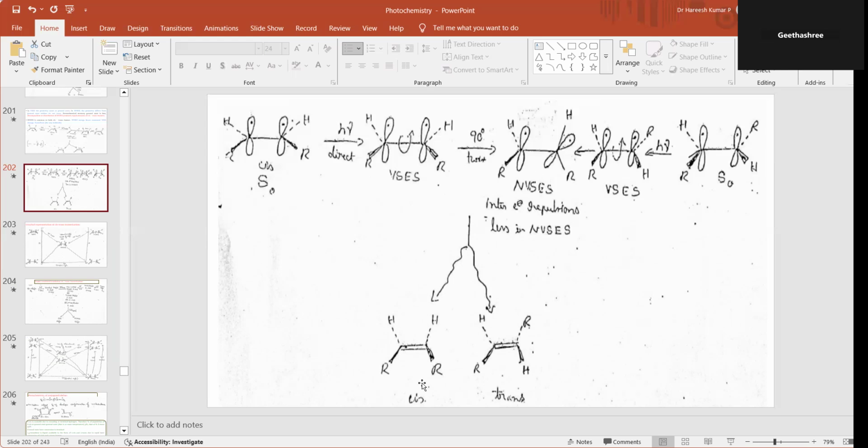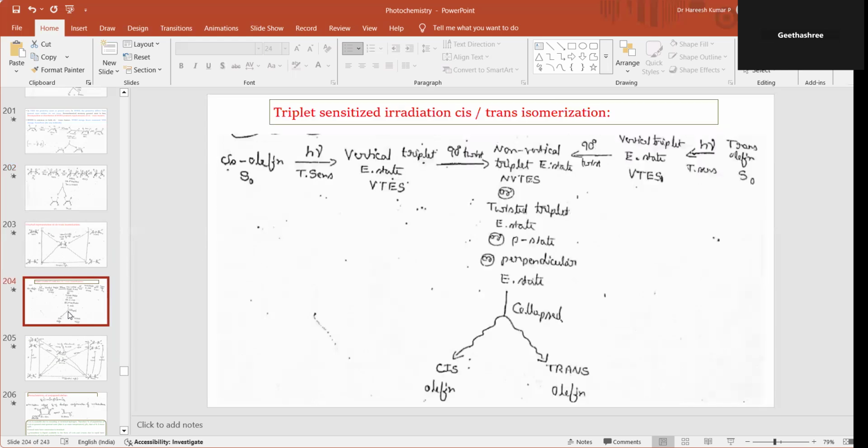This will give you the equal ratio or equal composition of cis and trans product. And with this, I will go to the next slide. So you can remember that on direct irradiation, singlet will be the product. If we are using triplet irradiation in presence of triplet sensitizer, then there is a possibility of getting triplet one. So cis olefin on irradiation with the triplet sensitizer will give you the vertical triplet excited state.